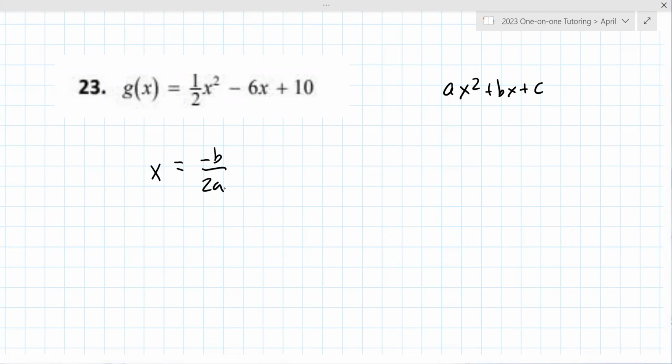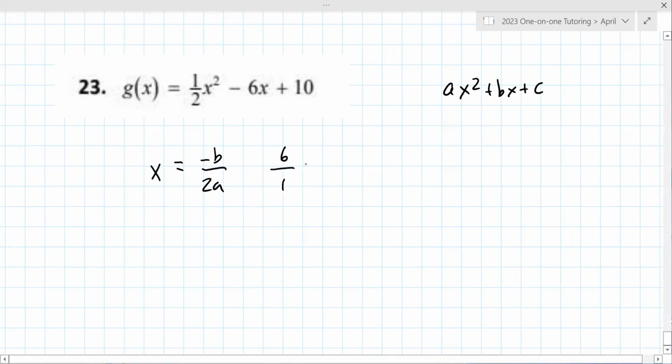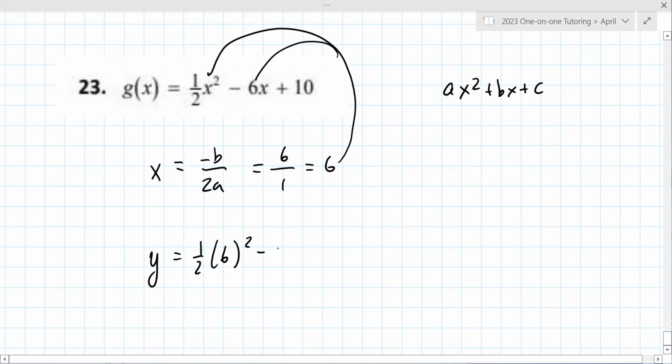It's better to use formulas. So then -b, so 6 over 1. So then 6. Okay, very good. Now that's only the x coordinate. To get the y coordinate, you got to put 6 back in. Yes. So then 1/2 of 36 is 18 minus 36 plus 10. So 18 plus 10, -8. So what this allows you to do is find that with these formulas, and you don't have to, but that's really the best approach.